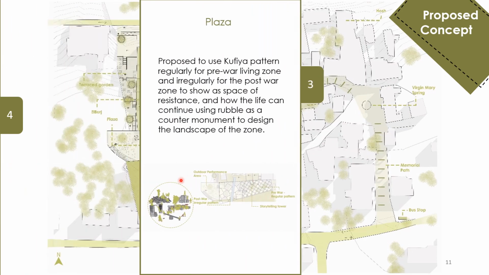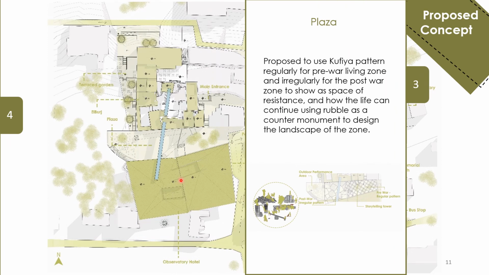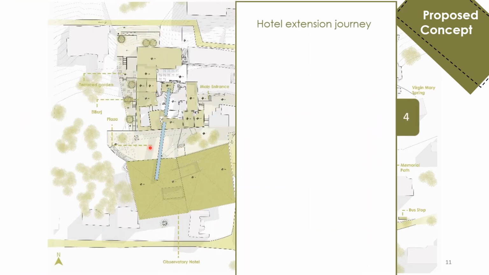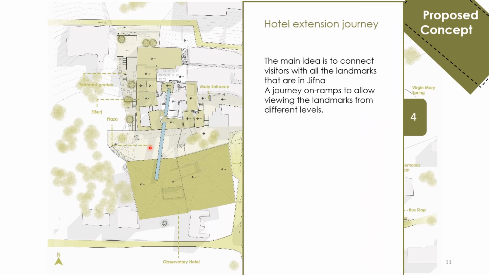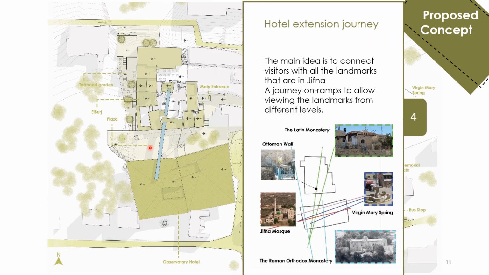The third part is the plaza, and from the artwork, using the kufiyya pattern to be regular in the pre-war zone, however irregular, and using gravel and demolished bricks to show a demolished area, however living can be continued. The last part is the journey on the hotel, which is based on all the landmarks that are in Jaffna, connecting lines or using the main line that connected with the castle to create ramps.